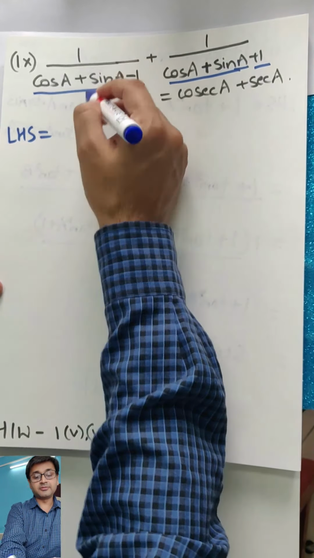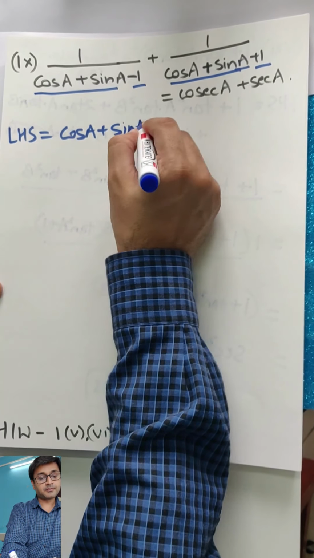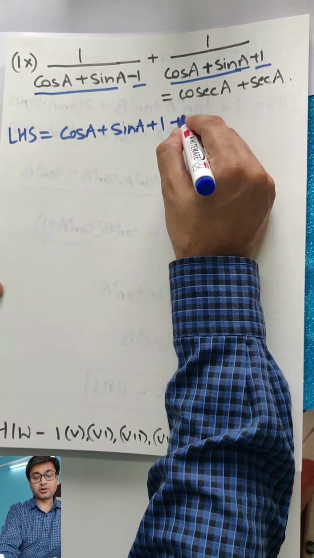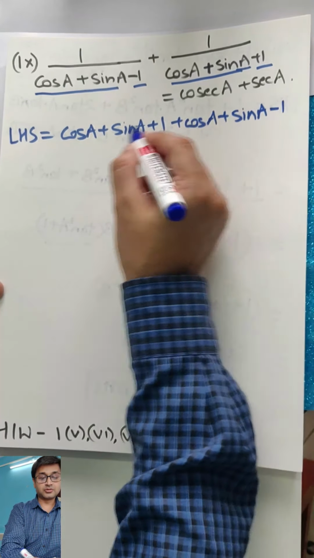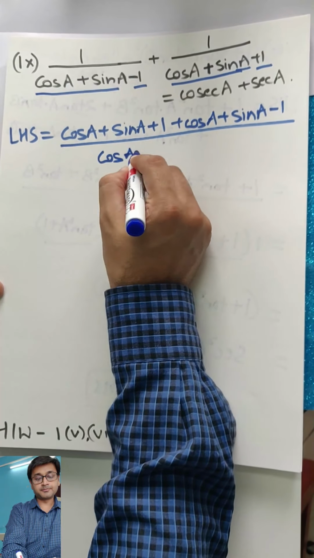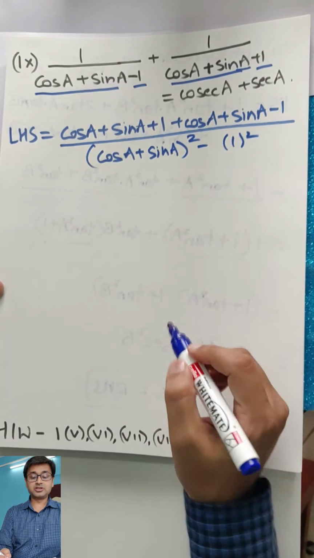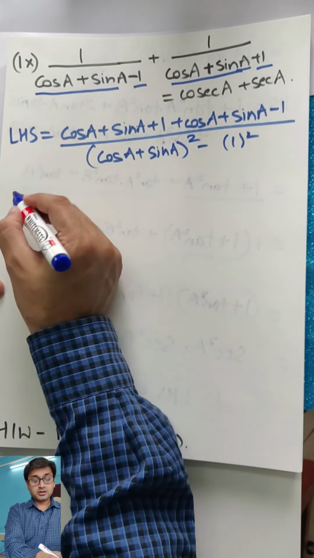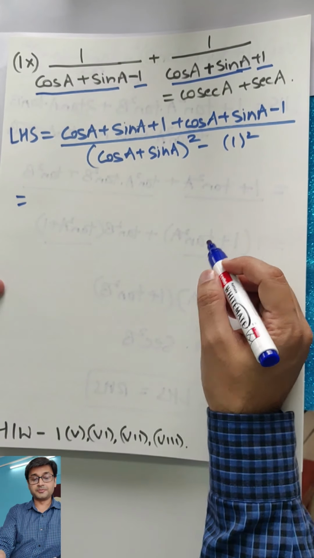So taking the LCM, cross multiplying. So cos A plus sin A plus 1. This side cos A plus sin A minus 1 upon A plus B, A minus B. So A square minus B square. Are you with me till here? Yeah, you're with me. That means you've not paused. Cheaters. Come on, pause and try on your own.